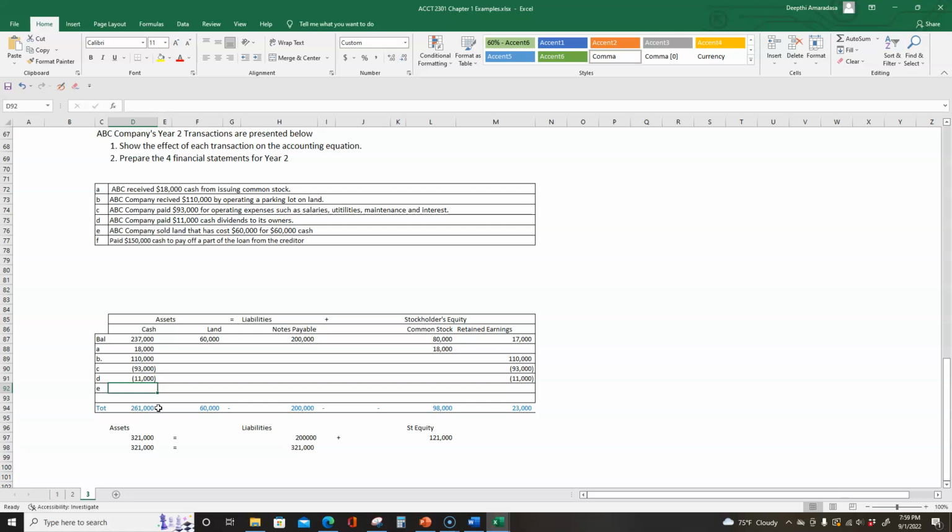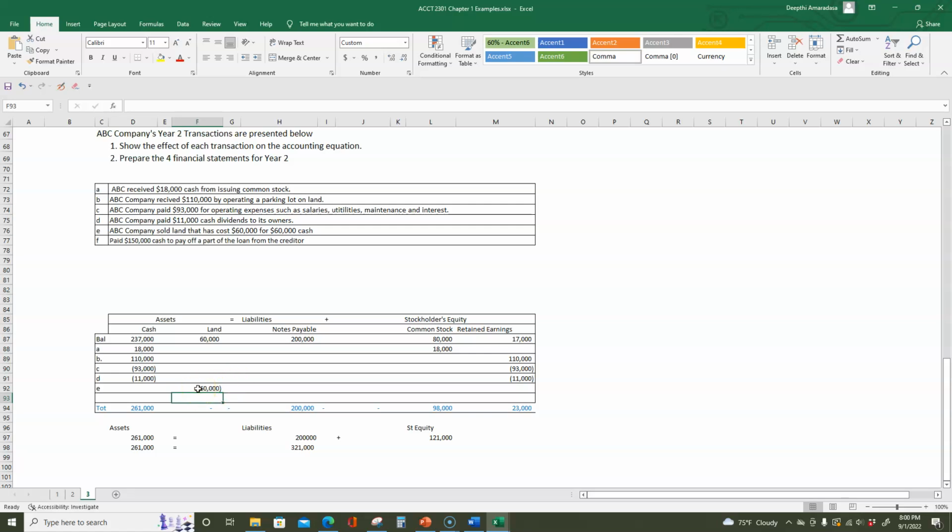For transaction E, it says ABC Company sold land that has cost $60,000 for $60,000 cash. So what's happening here? We have land on our accounting books. Do you see here we have a column for land? Well, they're selling that land. For how much? For $60,000. So how does this transaction affect the accounting equation? We know that when the company sells land, our land is no more. Our land goes away. So we are going to decrease $60,000 from the land column.